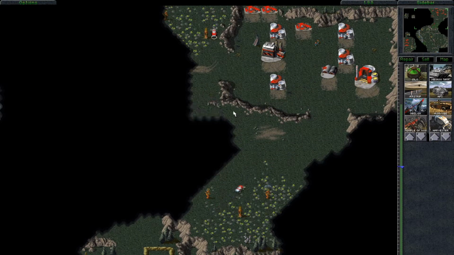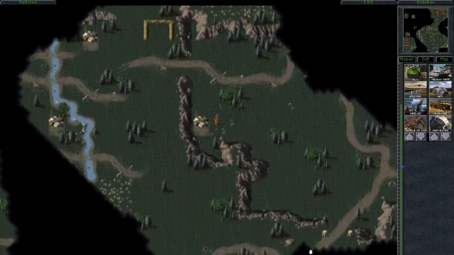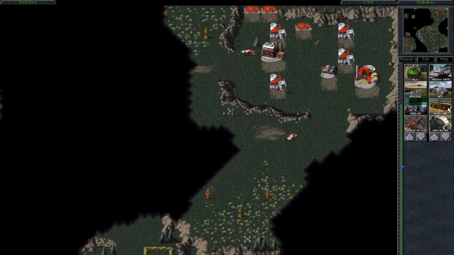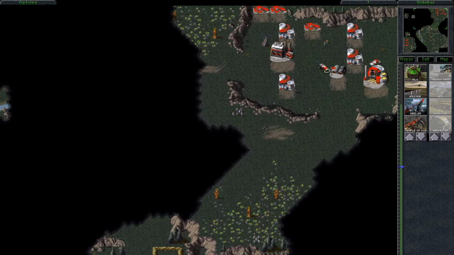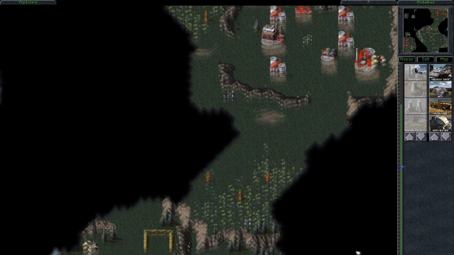GDI keeps doing these engineer flybys, which is why it's very important to block that little segment off with a wall. If you feel a wall is cheap, you could put a flame soldier there, and the flame soldier will do exactly the same thing. He will just kill the engineers as they land.